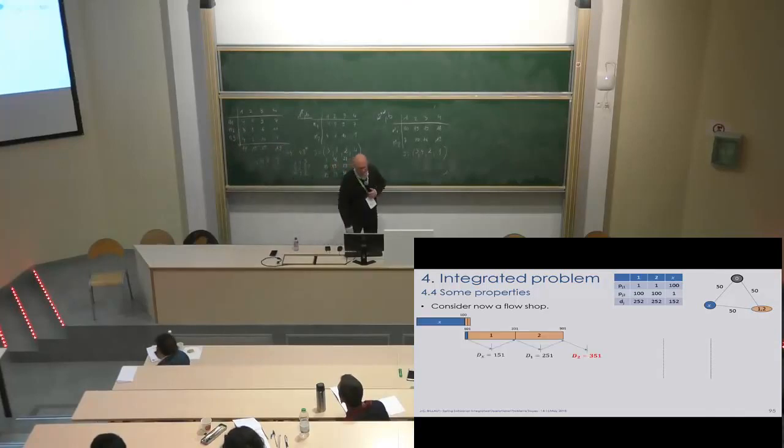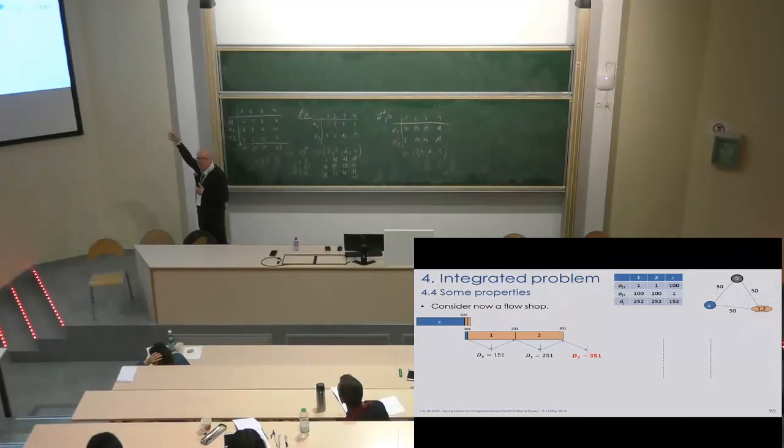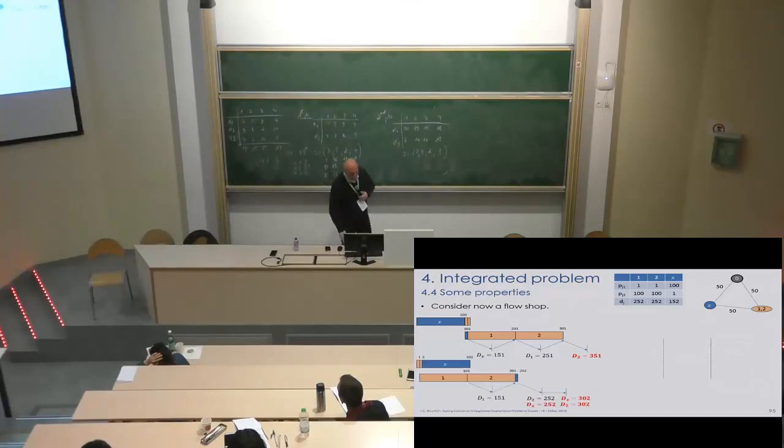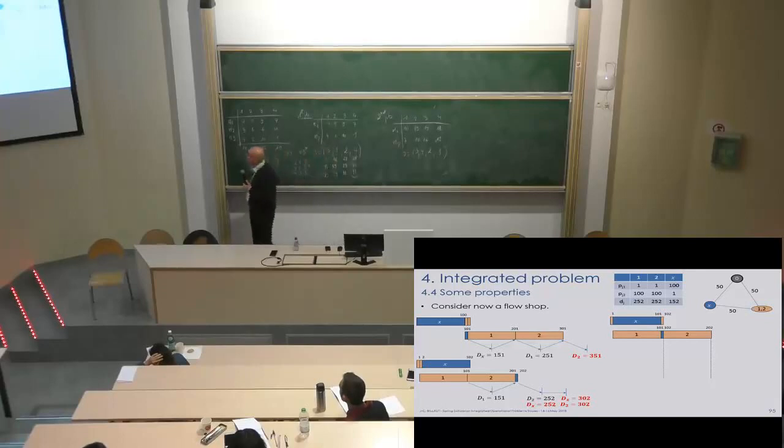Suppose you produce first X and then 1 and 2. Of course, X will be delivered on time, but at least one of 1 and 2 will be delivered late. Suppose now you produce 1 and 2, and then job X. 1 and 2 will be delivered on time, but not X. So you have to mix 1, X, and 2. So we have to produce 1, then X, then 2.